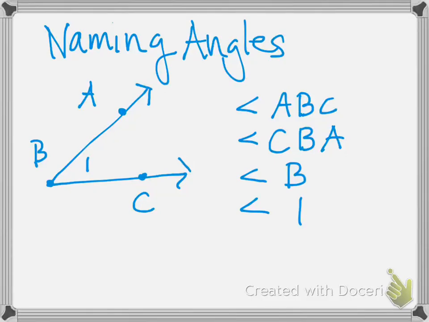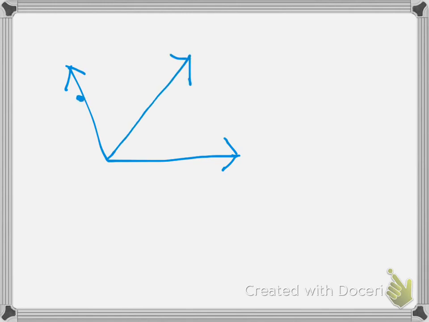Okay, there's 4 ways to name an angle. You could name this angle ABC, angle CBA, angle B, or angle 1. When an angle is by itself, it's usually easy to name. It's usually when there's like 2 angles together that it's a little more difficult to name them, like if you have a picture like this. You have to distinguish what angle you're talking about.